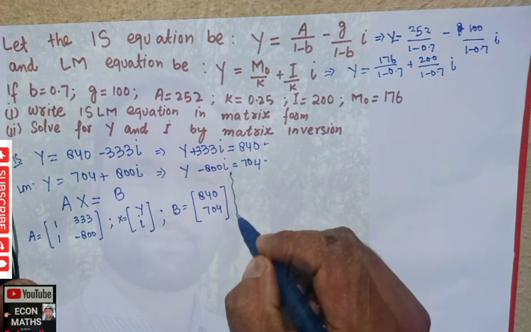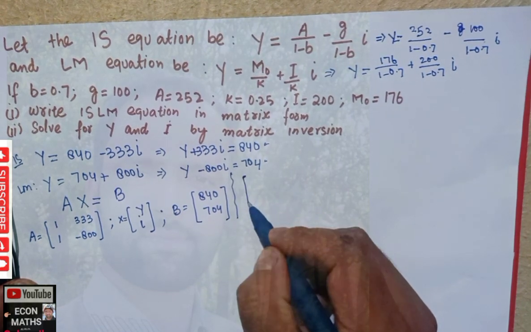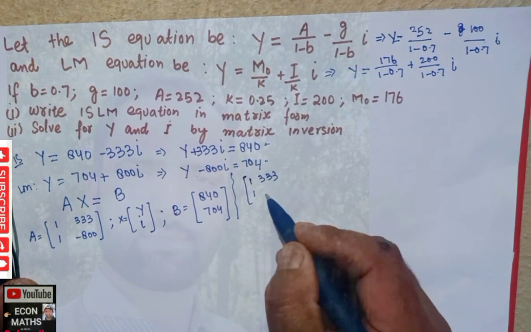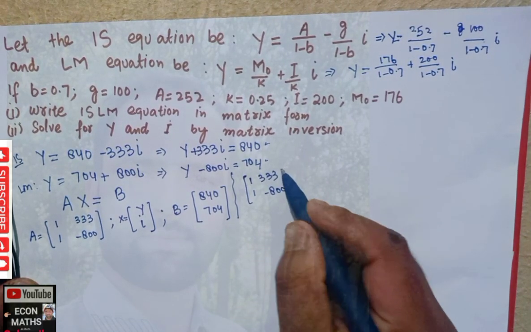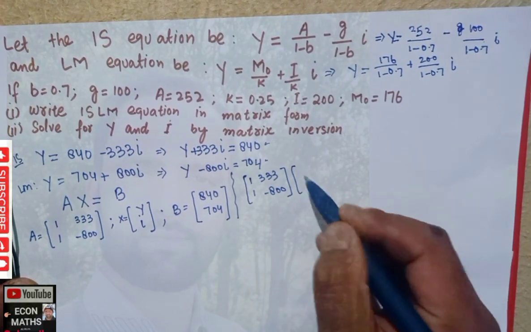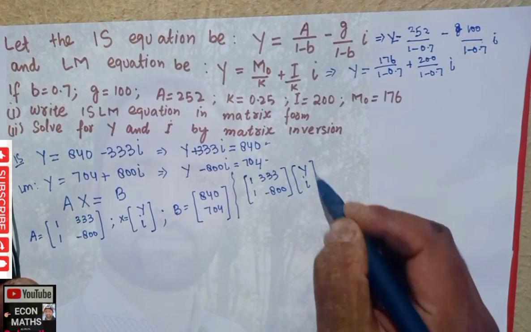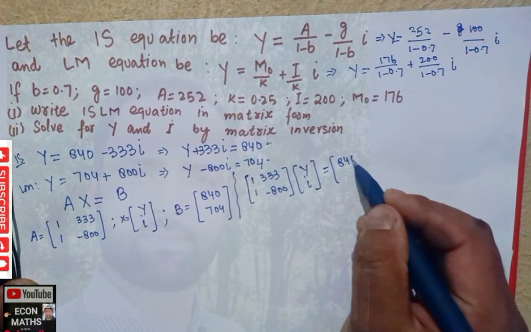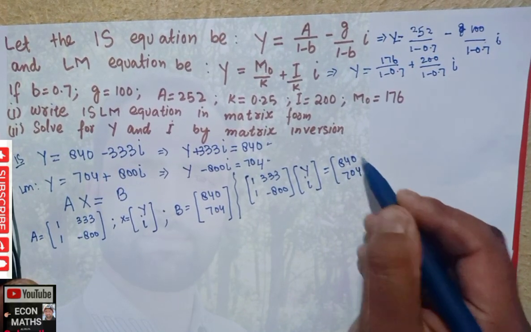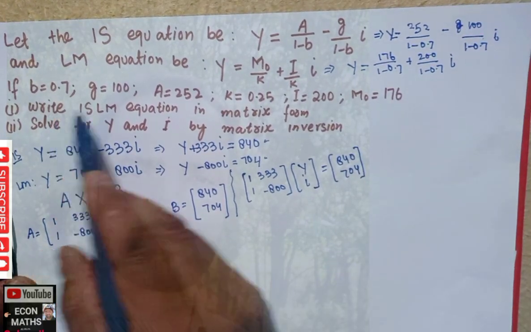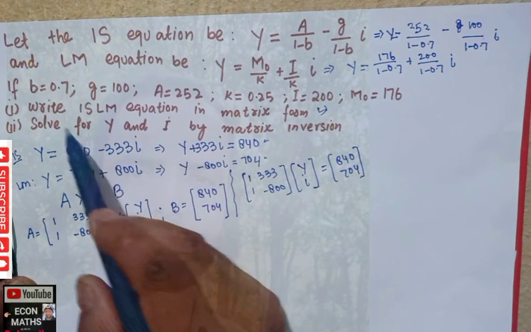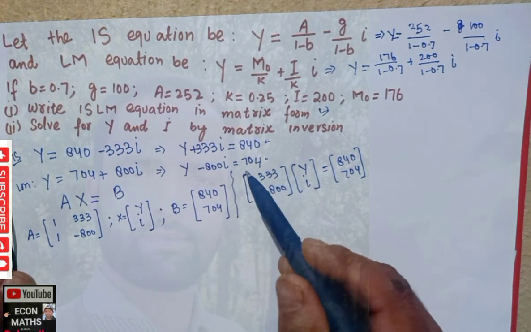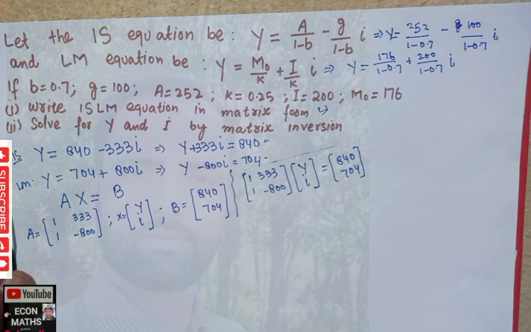I will write here 1, 333, 1, minus 800, times y, i is equal to 840 and 704. This is the answer to the first part, that is writing the ISLM equation in matrix form. So we can write them in this very form.